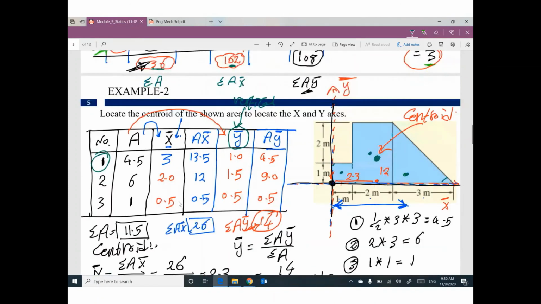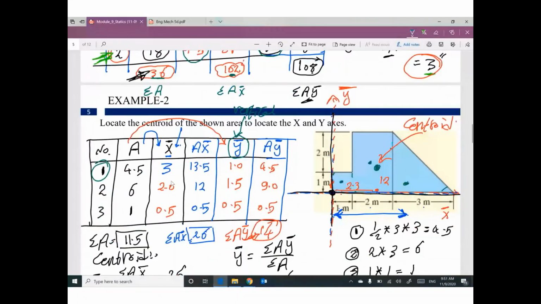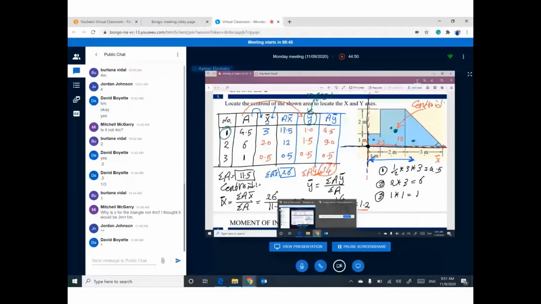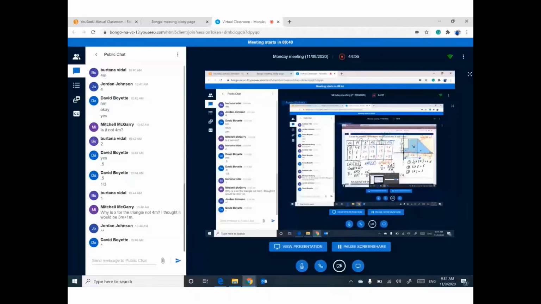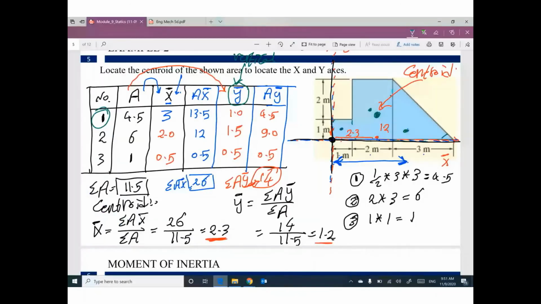So please make sure you can understand this table, because this table is a piece of cake. It's very, very fun. The only two columns you need to pay attention to when you are trying to figure out the distance x bar and the distance y bar. Anything else is nothing. Do you have any question? I'm not sure what you are talking about, Mitchell.